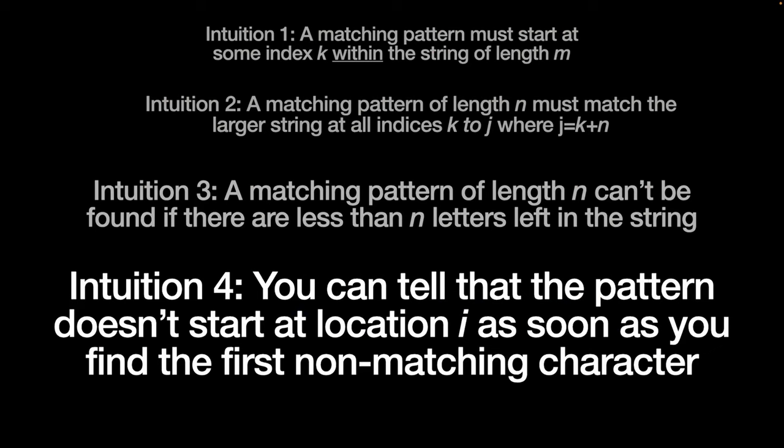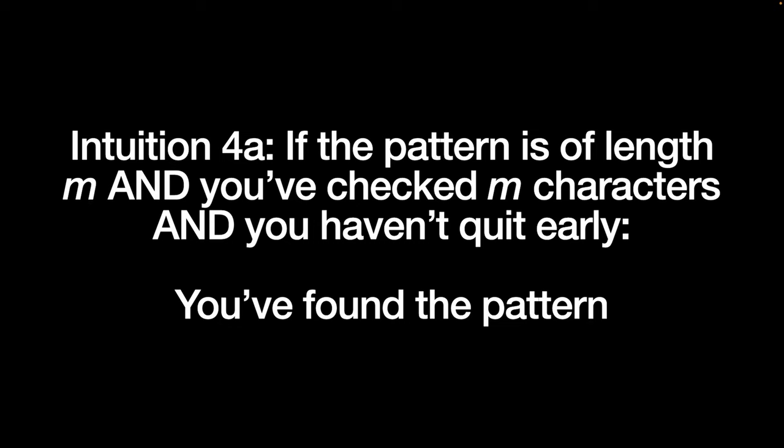Our fourth intuition is that as soon as you find the first non-matching character at an index after k, you can just move on. We know that the pattern can't possibly match if, say, at the third index of the mutation sequence and the third index of the place where we've started looking for the pattern in the larger string, they don't match, then we shouldn't keep looking at all the remaining letters in the mutation. We should just give up at that point and start again at the next letter and see if our pattern's there. But there's one more useful one.